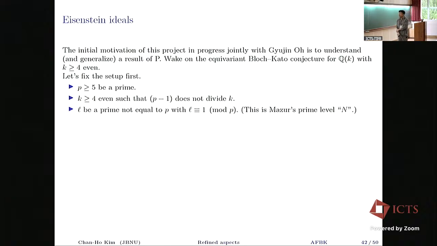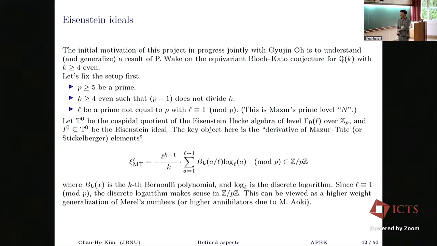So let me fix the setup. p is a prime larger than 3, and k is an even number, larger than 4, and p minus 1 does not divide k. And l is a prime not equal to p with l congruent to 1 modulo p. This is the Mazur prime level N in this talk. And T is the cuspidal quotient of the Eisenstein Hecke algebra of level Gamma_0(l) over Z_p. And I_0 is the Eisenstein ideal.